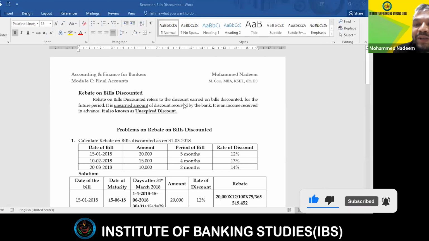Discount means when the bill will get mature? Within the financial year. Rebate means after the financial year. Is it clear? Okay. So you can read the meaning here.